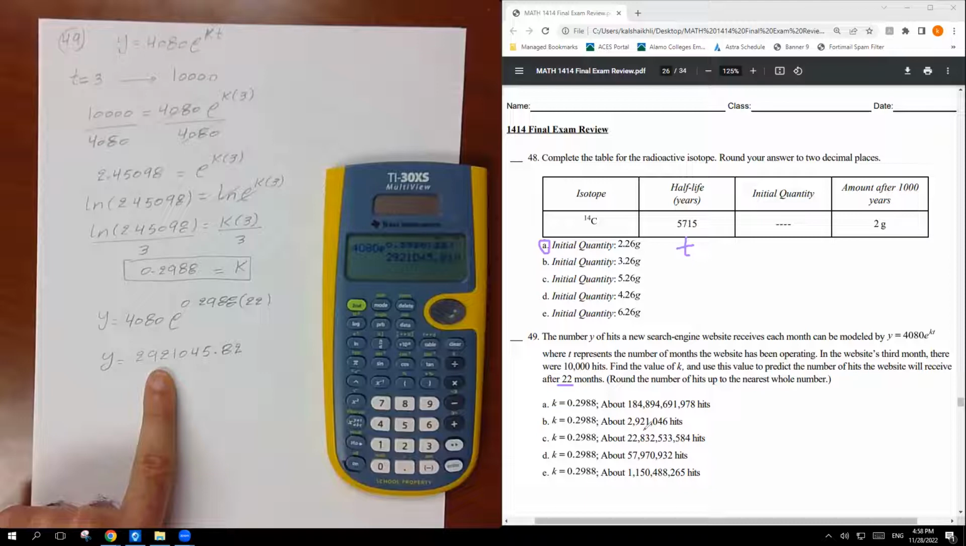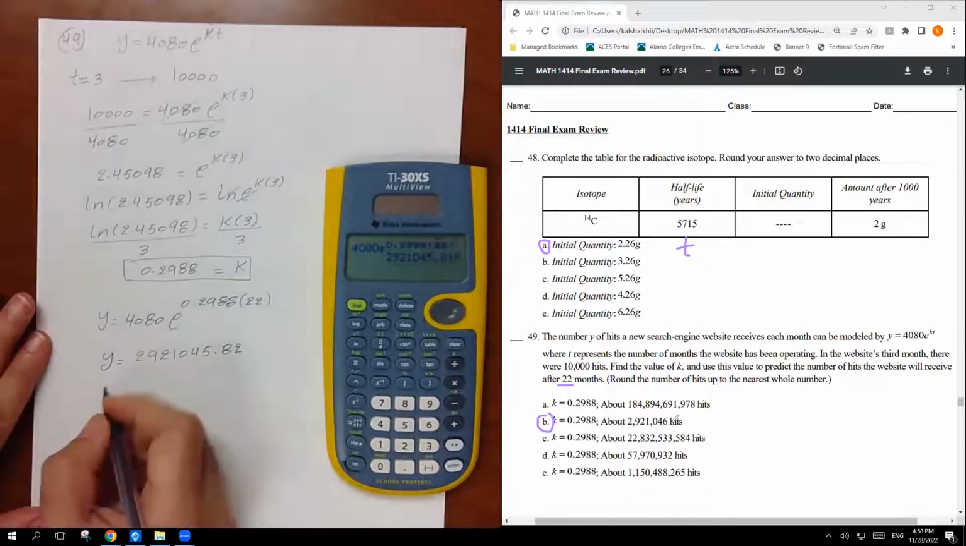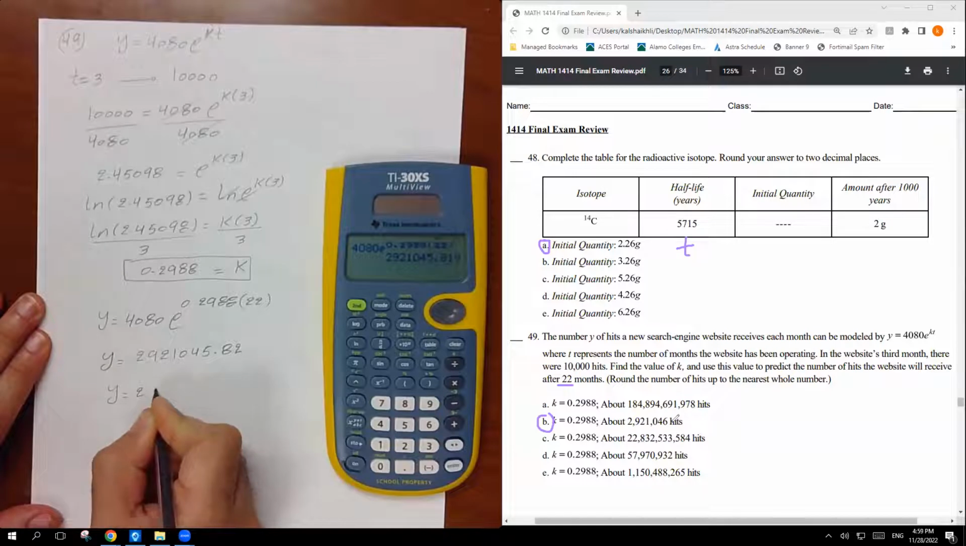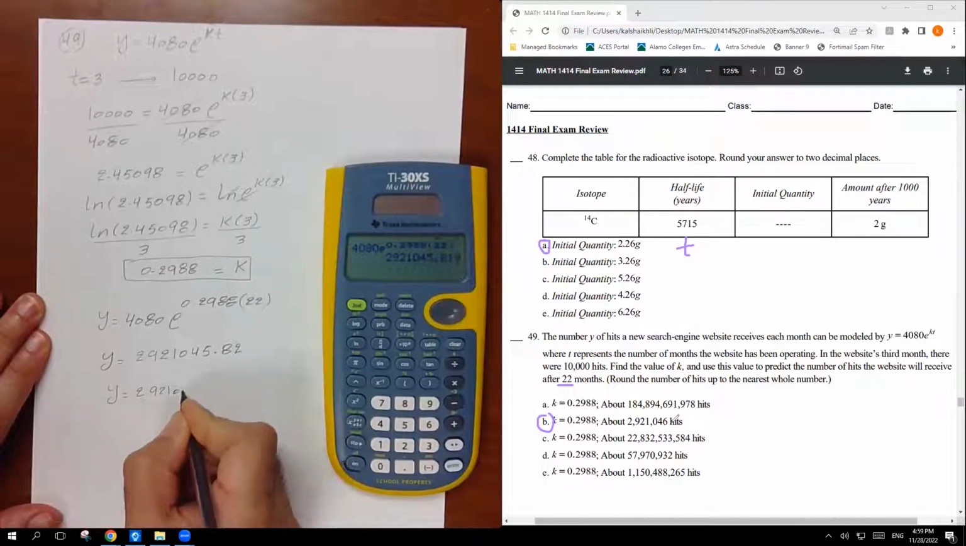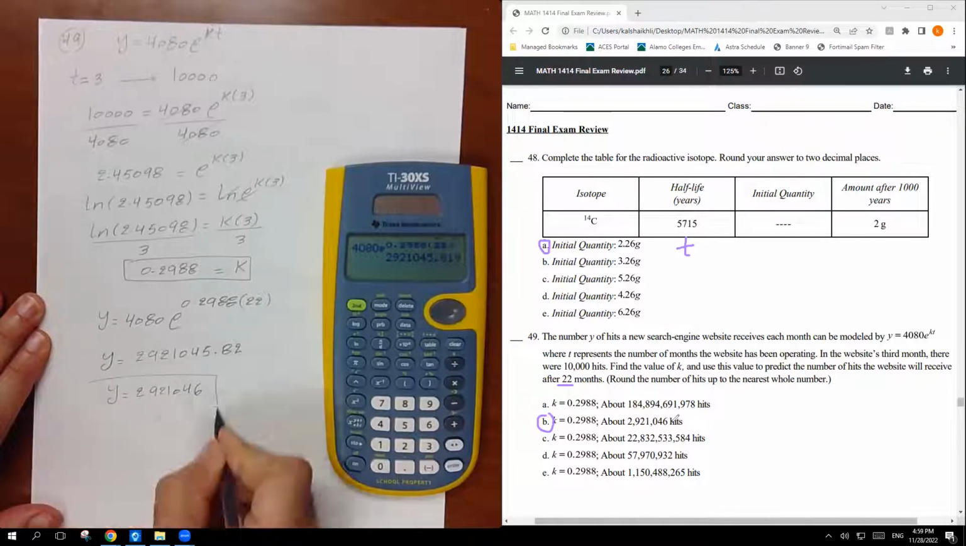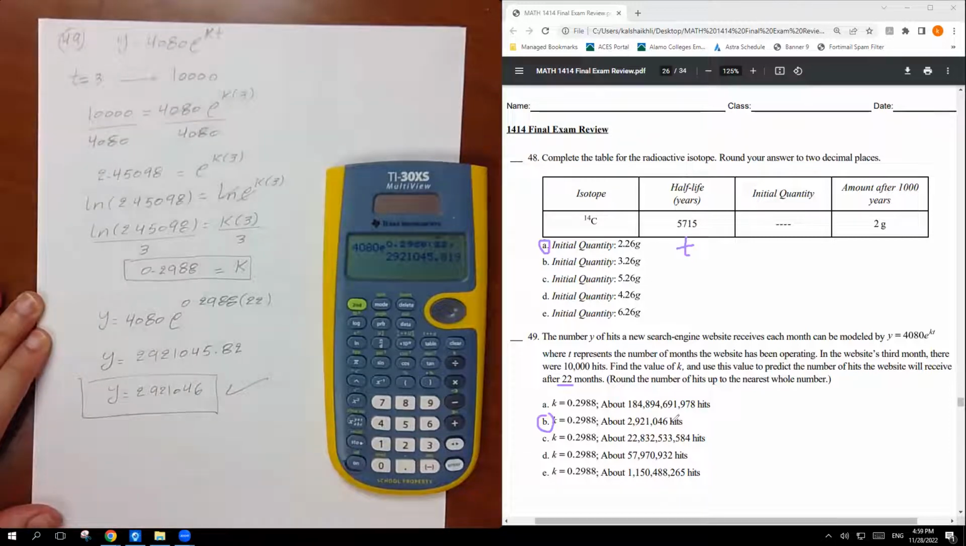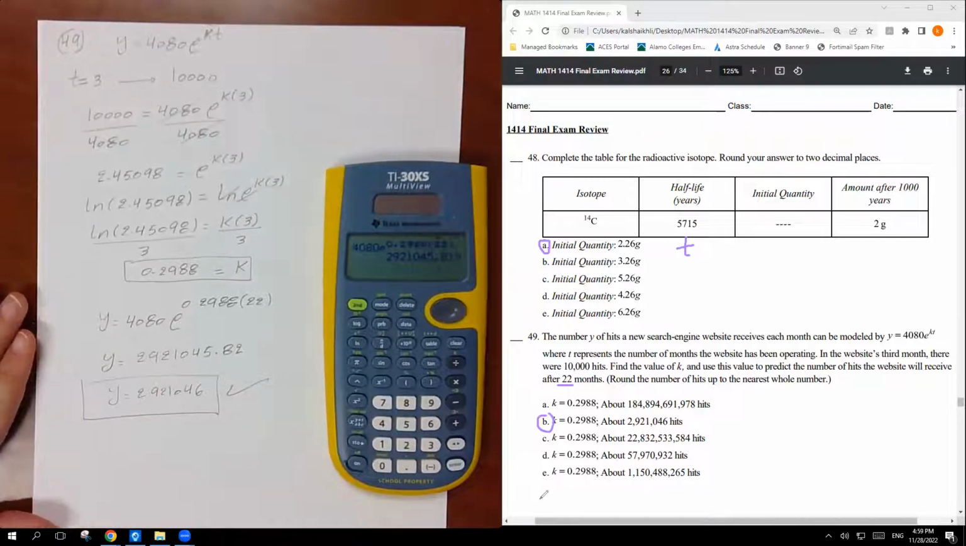2.921. So here's the 46, this one. So this B is going to be the right one. 49. Yes, 2921046. Yes, that's the right one, because we're going to round, so Y is going to be equal to 2921046. That's it. This is the solution for example 49.